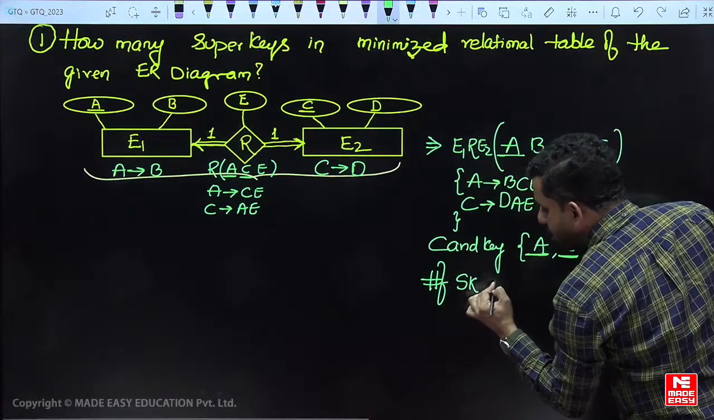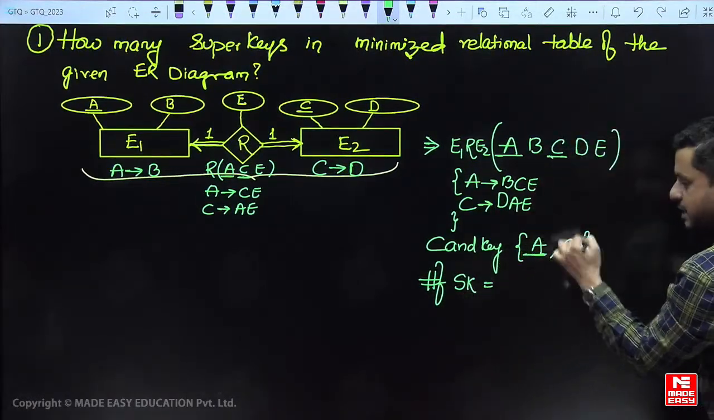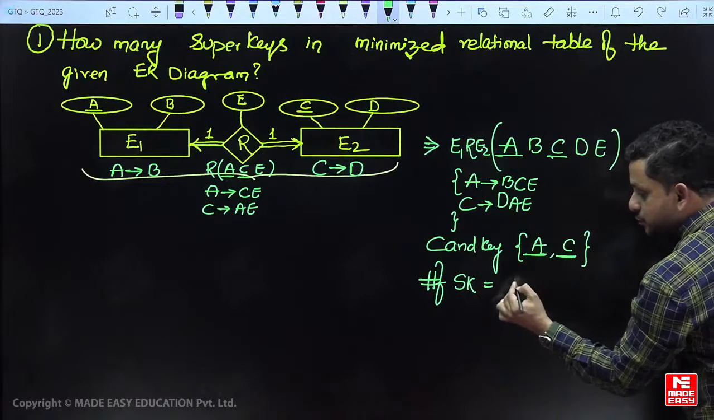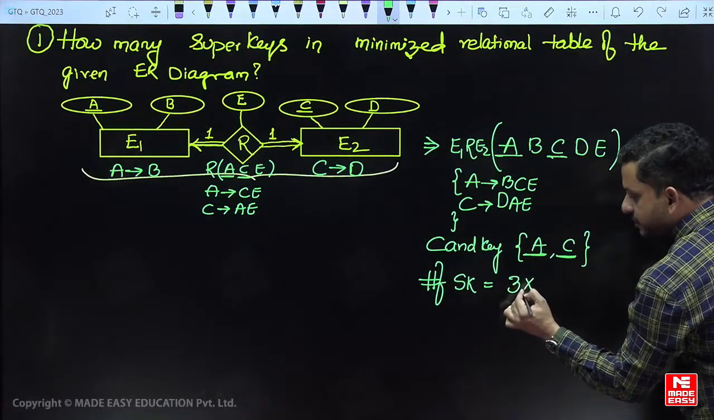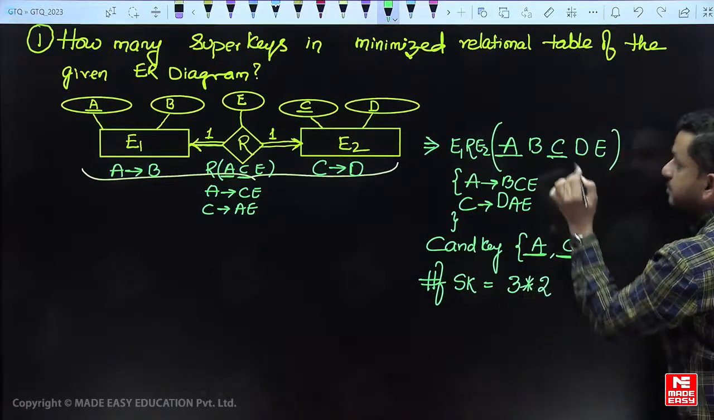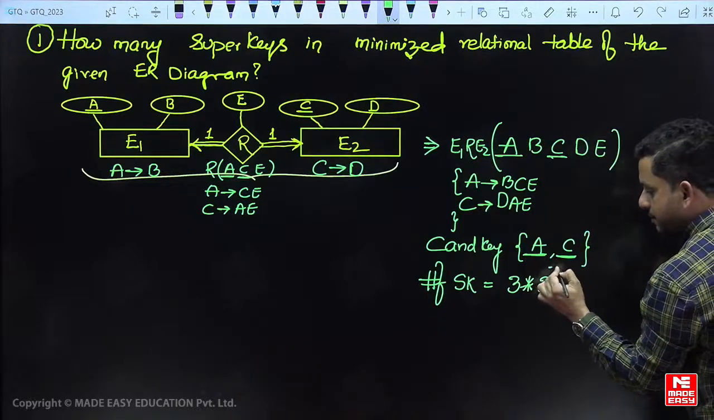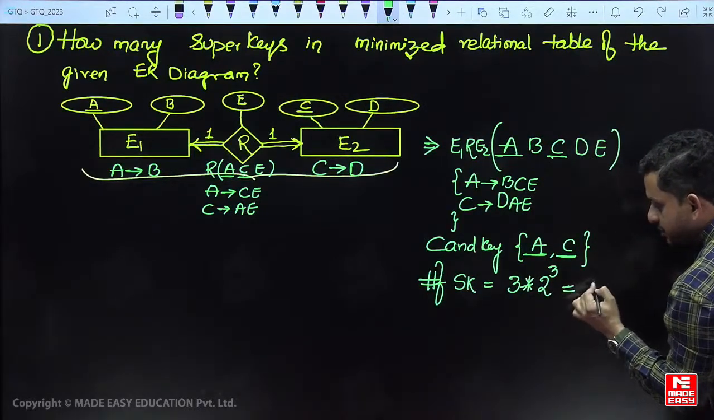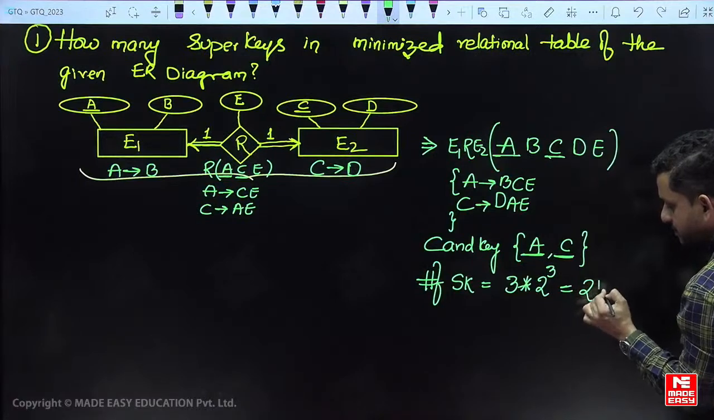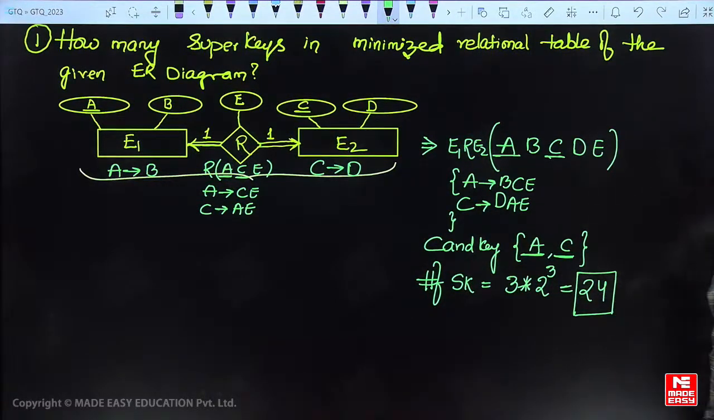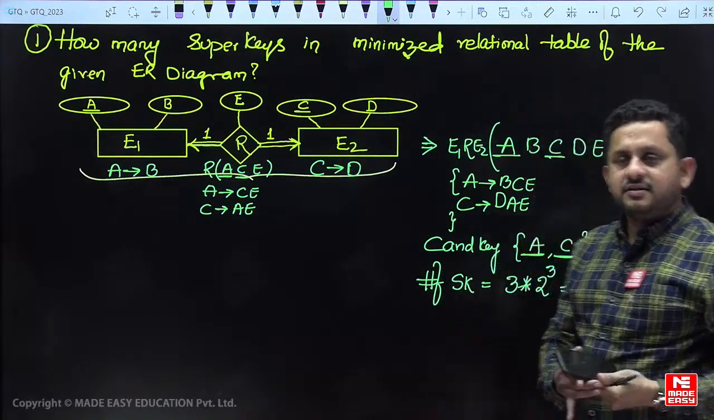The super keys among the prime attributes are 3, multiplied with 2 power the number of non-prime attributes. There are 3 non-prime attributes, so 8. 8 threes are 24, the total number of super keys. So the answer to the question is 24. Is this clear?